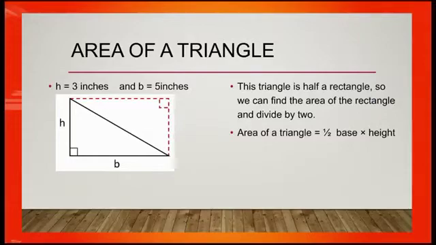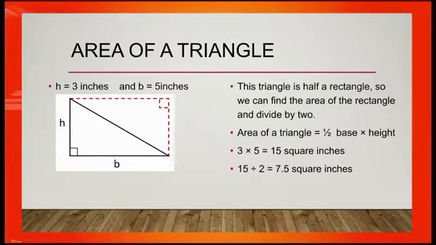So if you're given the height to be 3 inches and the base to be 5 inches, you can substitute those values in and actually come up with what the area of this particular triangle would be. So it is 3 multiplied by 5, which gives us 15 square inches, and we want to half that because the triangle is really half of the rectangle, and that would give us 7.5 square inches for the area of the triangle.